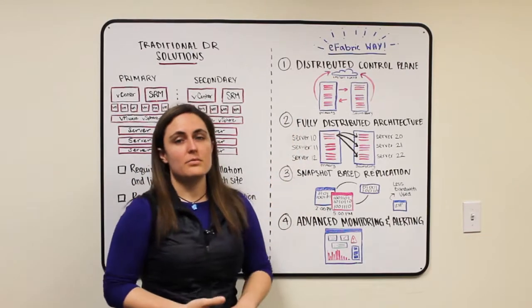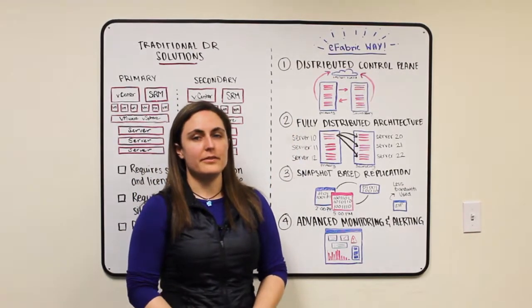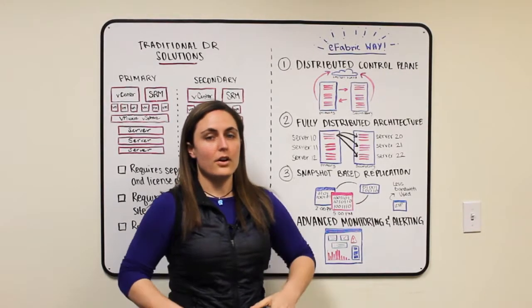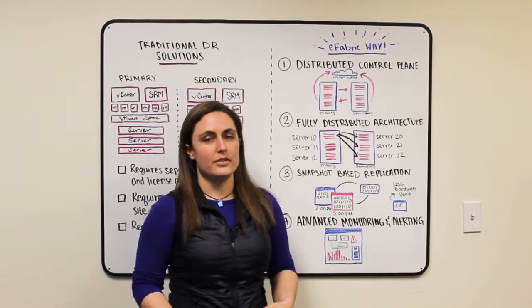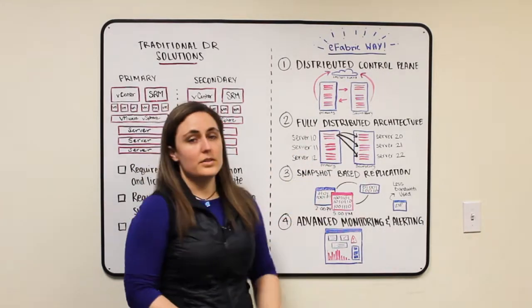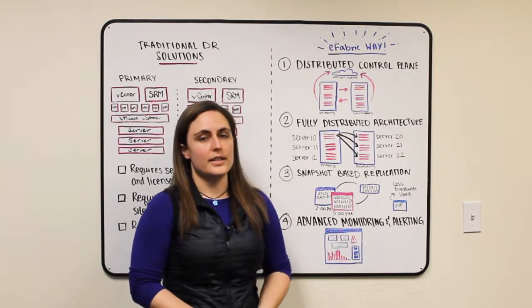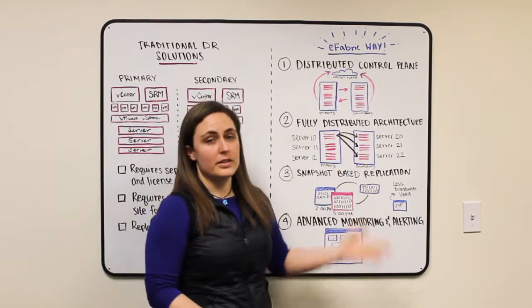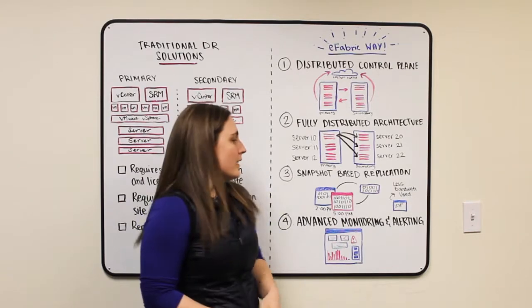eFabric uses a distributed control plane hosted in the cloud by Midfin Systems. There's no extra licensing costs and no special hardware or software you need to install in your data centers to get disaster recovery. eFabric doesn't require you to specify a single server as the destination for your replication data. All of the servers in your secondary site participate as destinations.